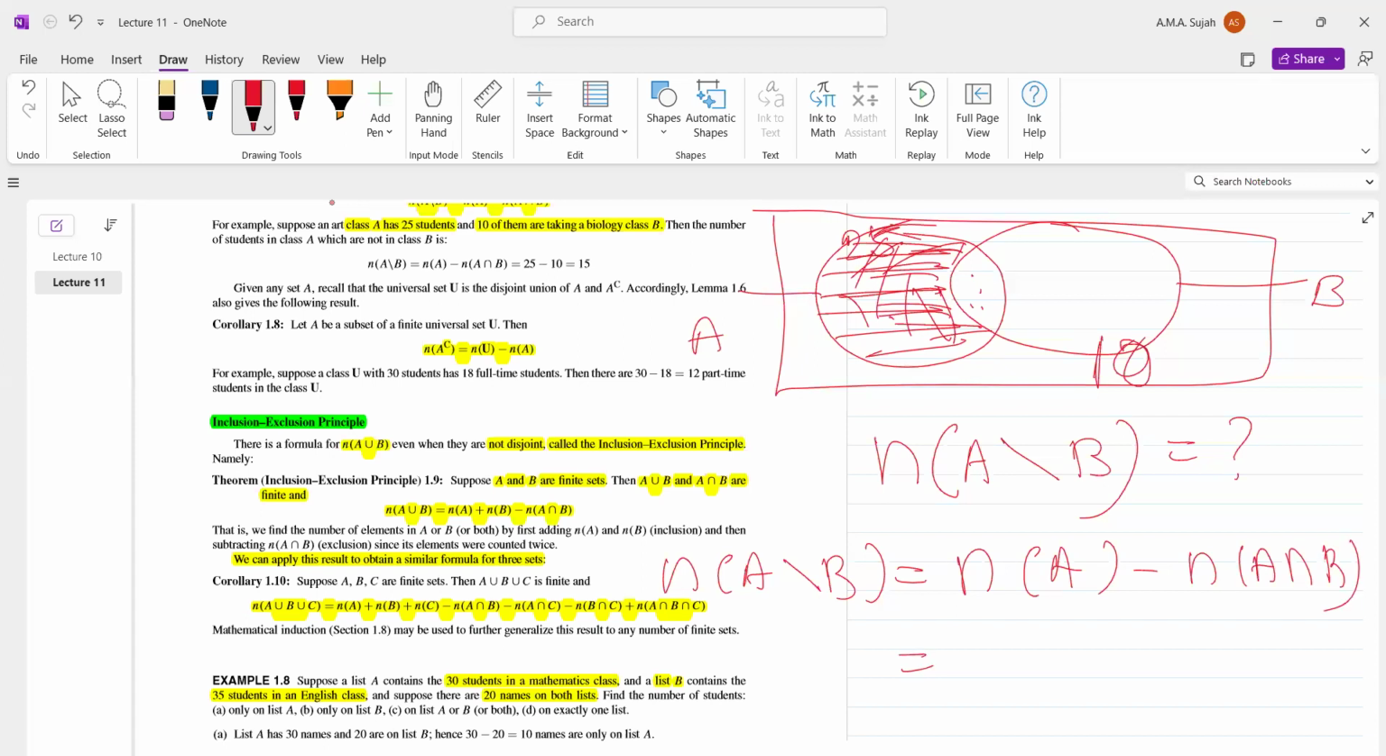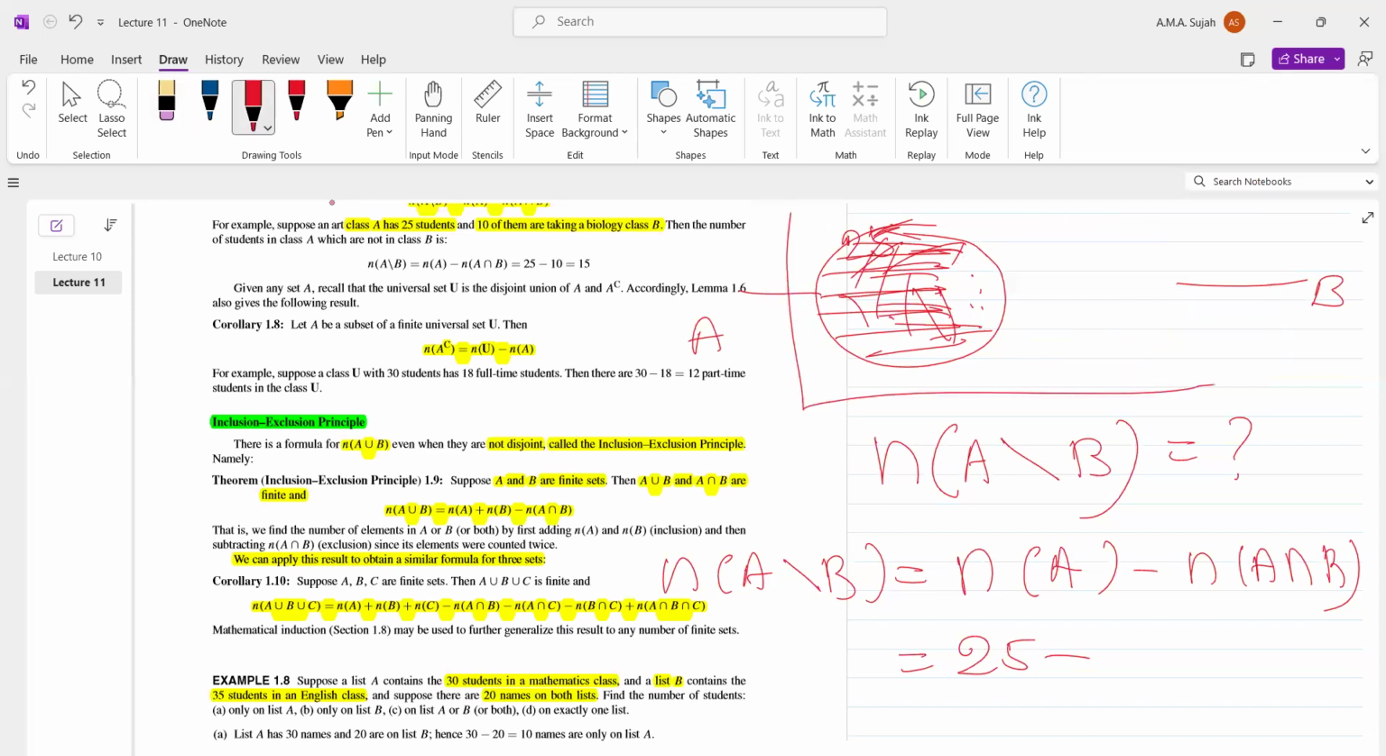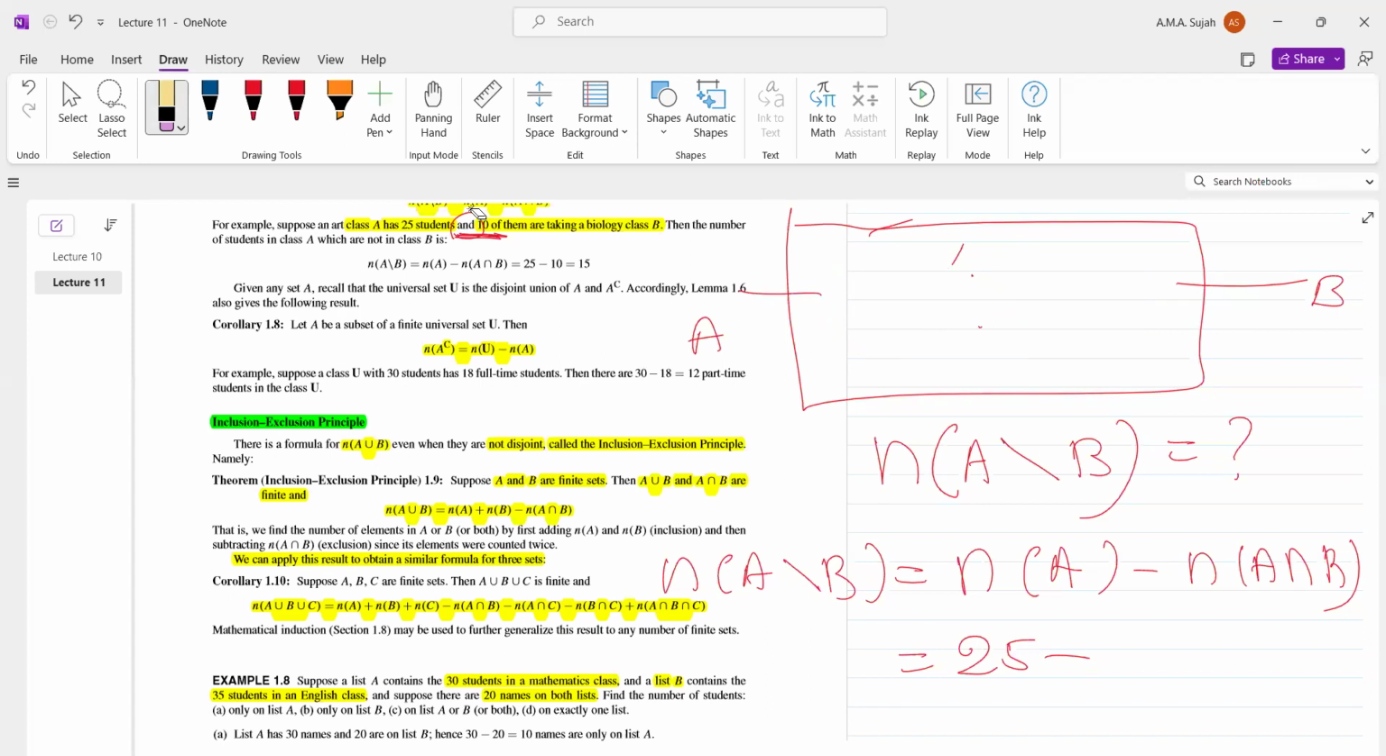The number of A, we already know from the question, is 25. Minus the common elements, the 10 students taking class B as well. Just look at the sentence here. They are using "and". They are saying, suppose an art class A has 25 students. I explained everything again.